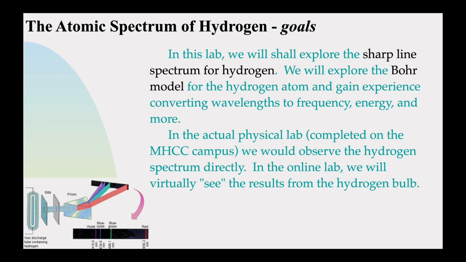This lab is basically measuring and interested in what's called the sharp line spectra for hydrogen. To understand where the sharp line spectra comes from and what it is, we're going to use the Bohr model, which works really great when it comes to hydrogen and single electron things. In the actual physical lab, we would have observed the hydrogen spectrum directly using something called a spectroscope. In this online lab, we'll see virtually how it works out. It's not quite the same, of course, but it's still pretty cool. And if you do get a chance to do this lab in an actual experiment sometime, it is pretty cool.